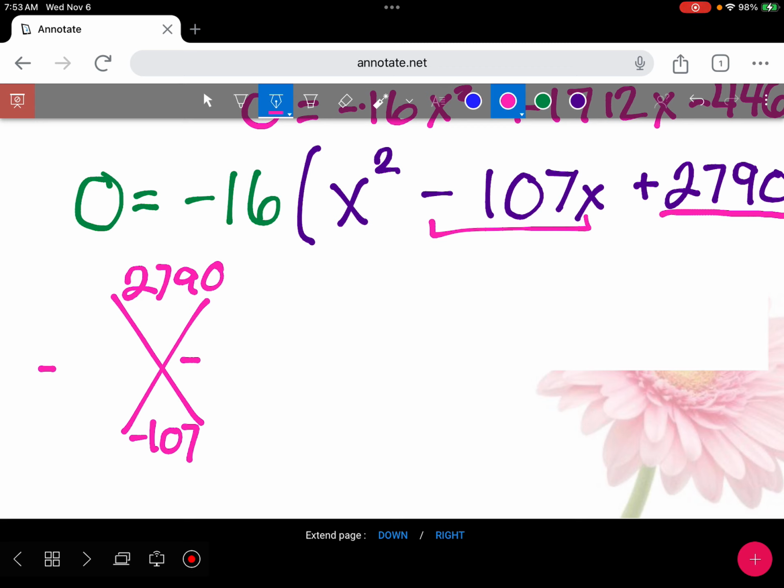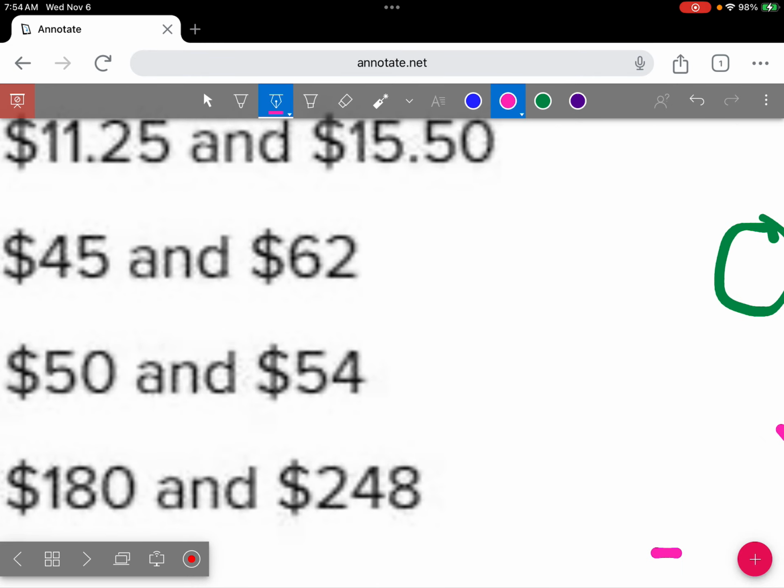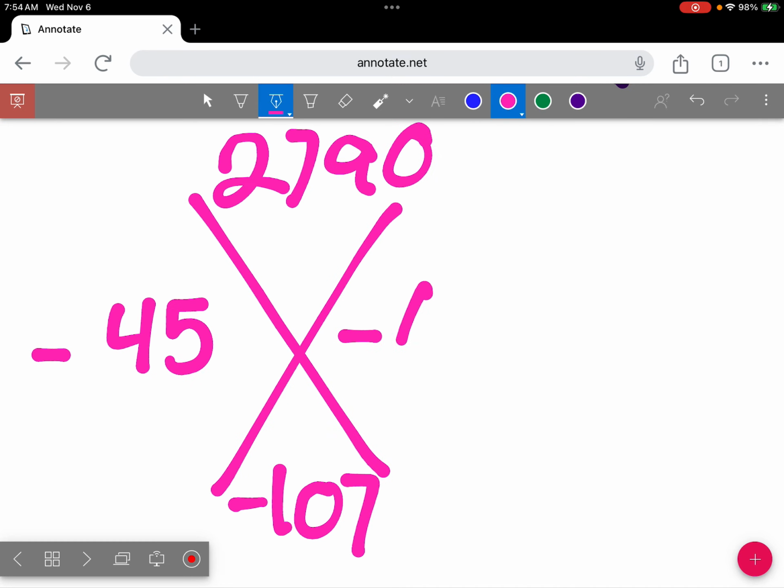Okay. Negative 107. What two things? She said 45 and 62. Yeah, I was going to say, I know they're going to be negative, so it doesn't matter if they add to positive 107 or negative 107. What we're looking for here is which set of these options, multiple choice, using the tools at our disposal, is going to meet the criteria. And it's actually going to be these right here. So minus 45 and minus 62.